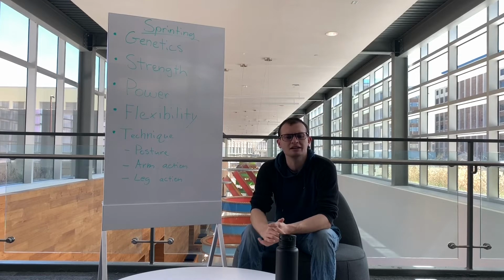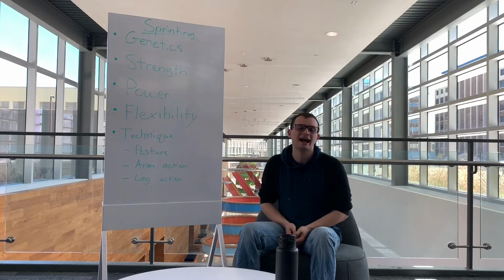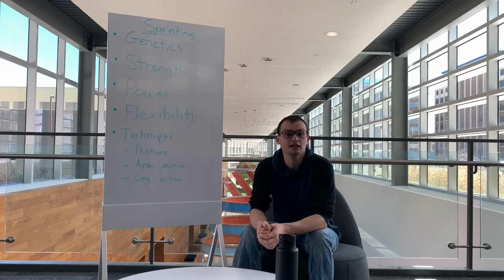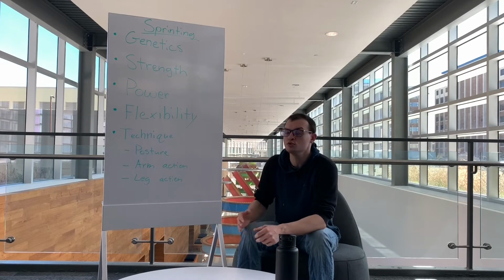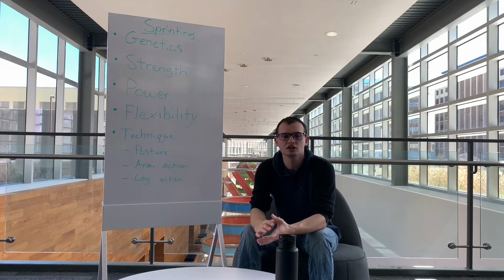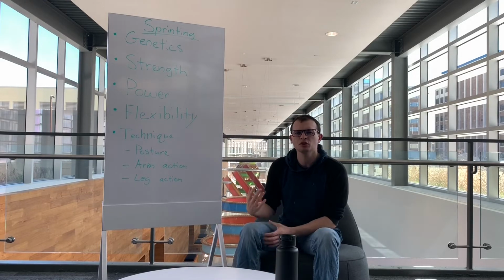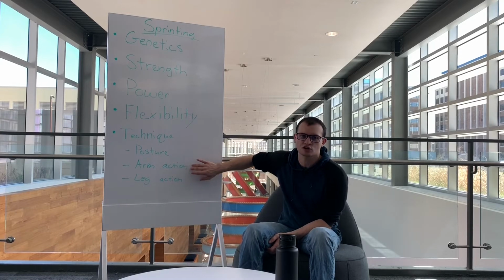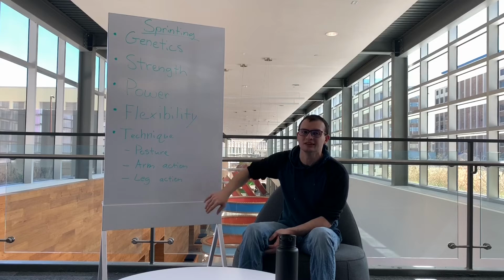The last one is going to be technique. And I think this one should go without saying that technique is going to be a huge factor in how successful you are as a sprinter. If you have very bad technique, it's going to affect your ability to use your strength, use your power, use your flexibility. And so technique is going to go hand in hand with this. And when we're looking at technique, we're going to be looking at things like your posture, we're going to look at your arm action or your arm mechanics, and then we're going to be looking at your leg mechanics.